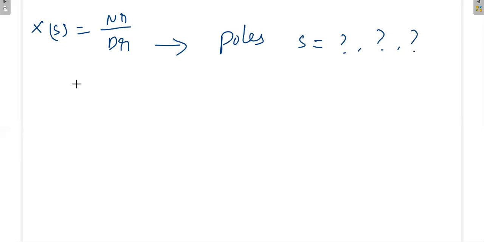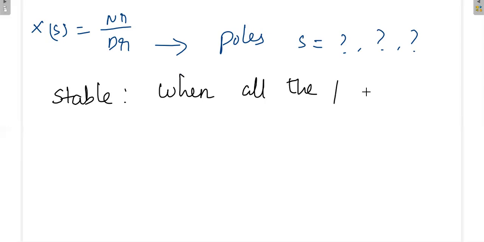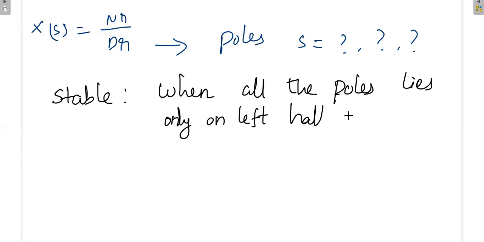Then when we are calling the system or given transfer function stable? When all the poles lie only on the left half of the S plane. So if this condition is satisfied, all the poles on the left half of the S plane, then the given transfer function is stable. This is the first condition.